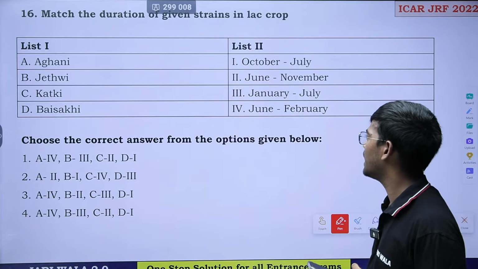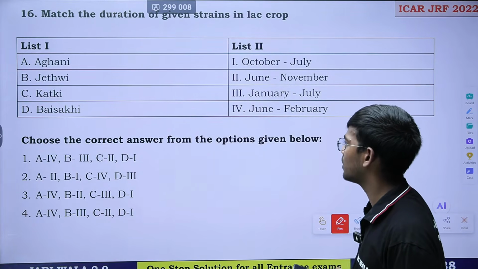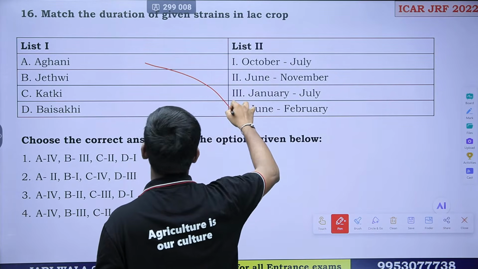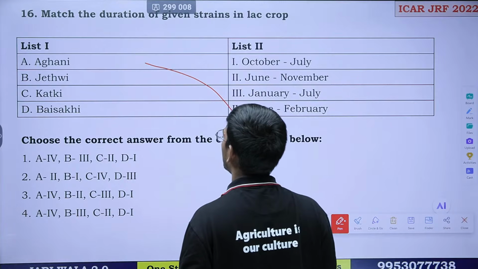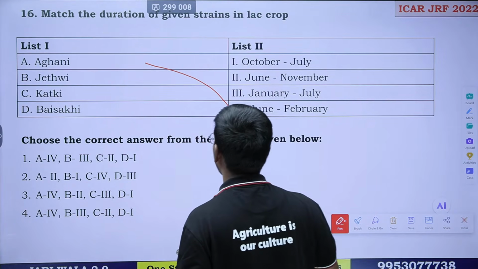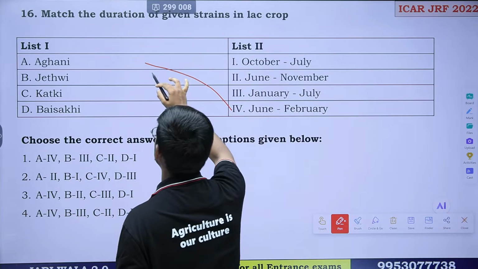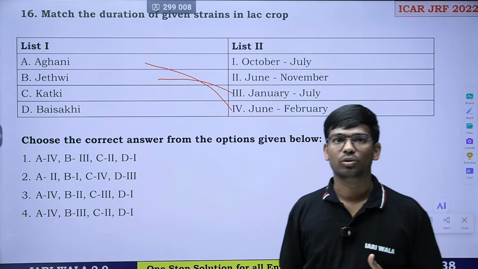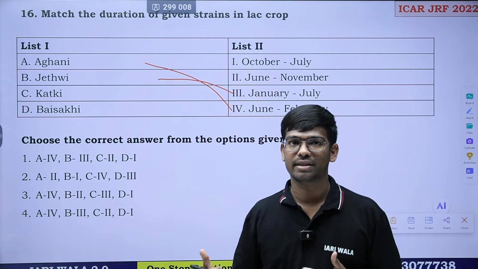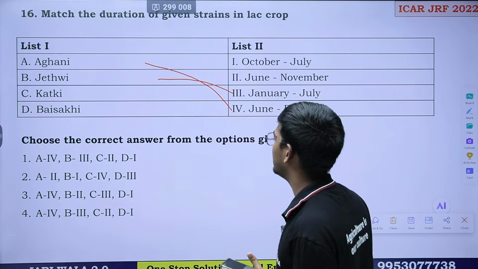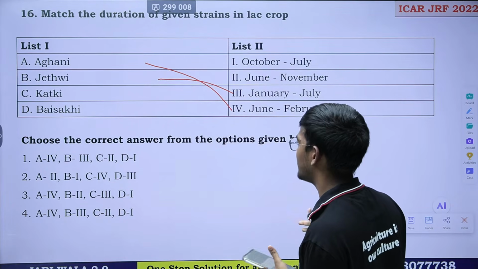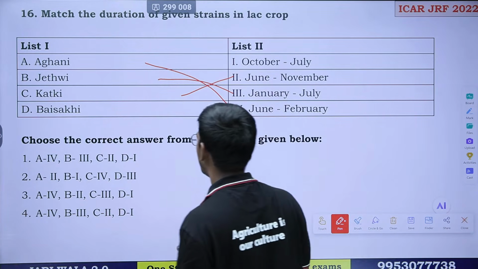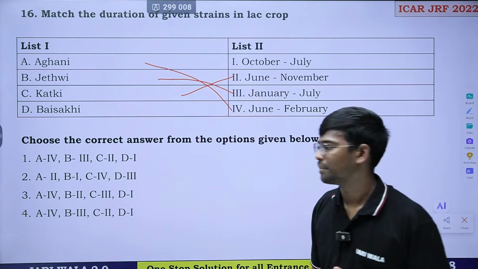So usually the Aghani crop starts in June and ends by Feb. Then the Jetwe crop starts in June and ends in November. Sorry, starts in Jan and ends in July. So a 6 months duration will be there in between Aghane and Jetvi. Then Katki starts in June and ends in November. Then Baisakhi starts in October and ends in July.